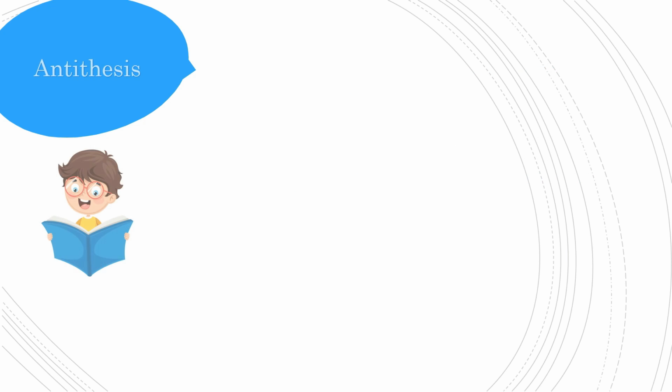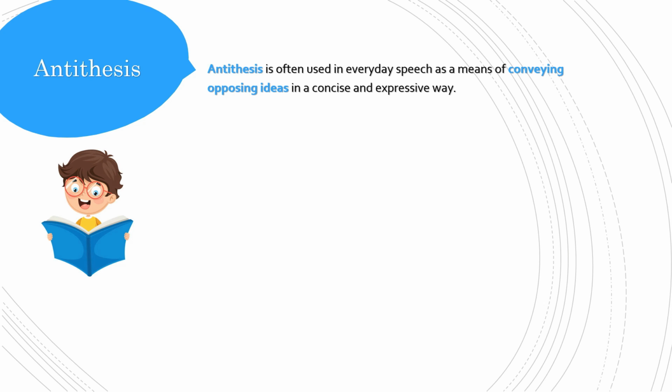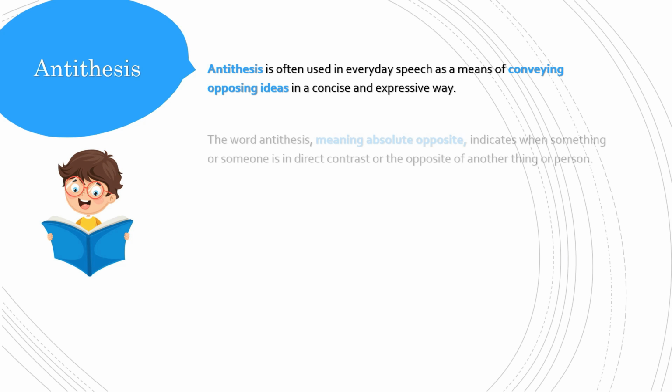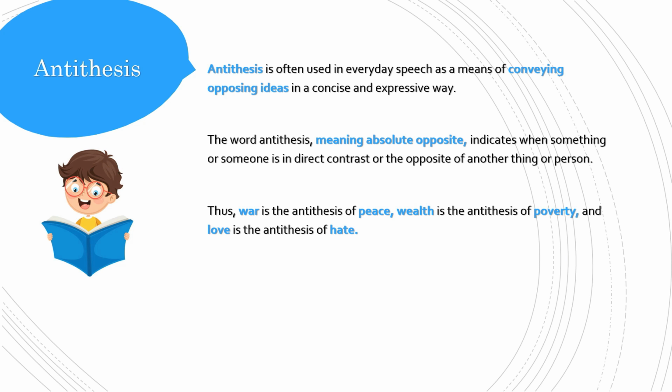Antithesis. Antithesis is often used in everyday speech as a means of conveying opposing ideas in a concise and expressive way. The word antithesis, meaning absolute opposite, indicates when something or someone is in direct contrast, or the opposite of another thing or person. Thus, war is the antithesis of peace, wealth is the antithesis of poverty, and love is the antithesis of hate.